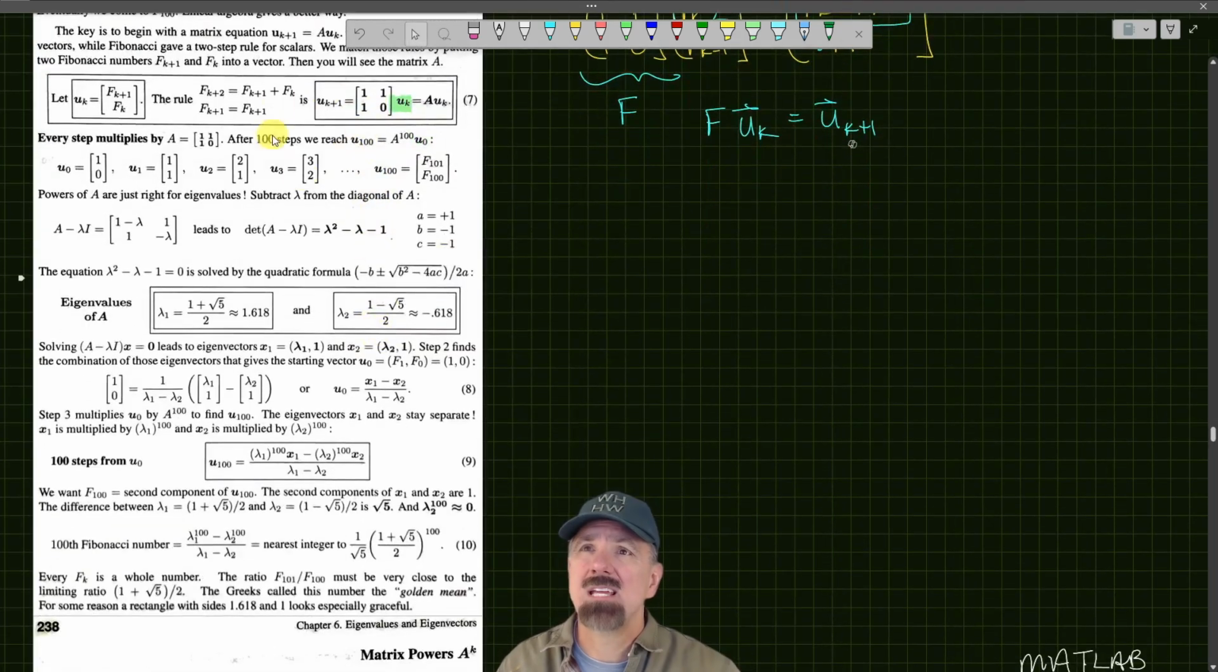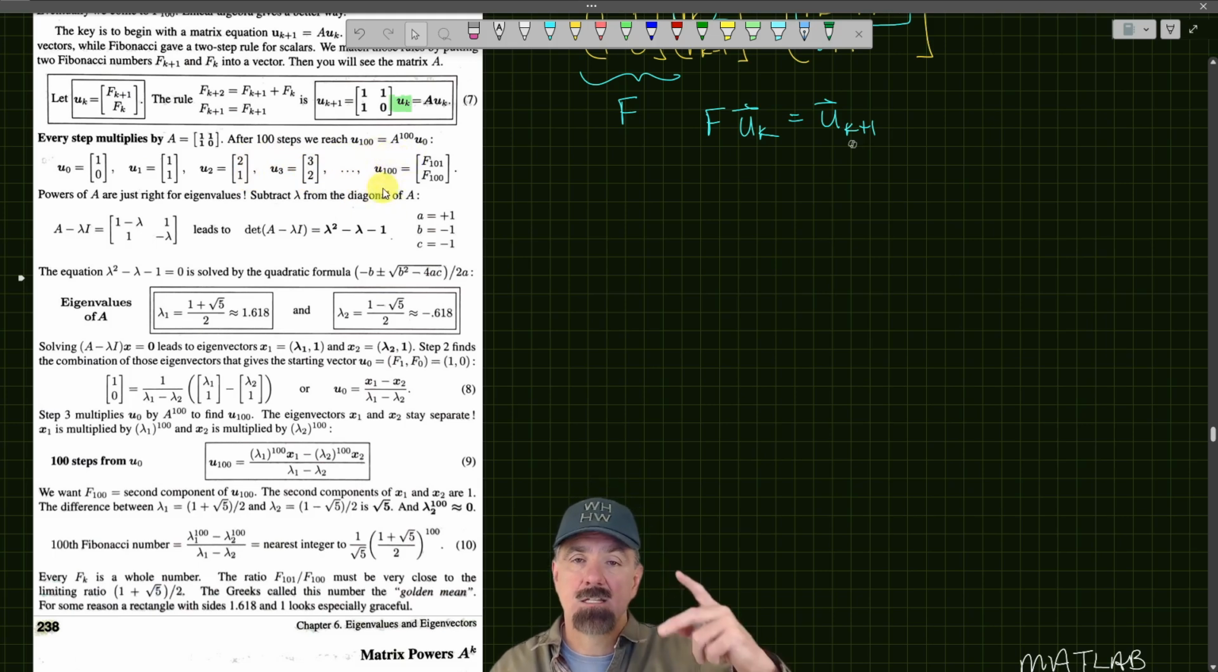And he goes through the example of what happens when we apply it: first we come up with 1, 1, and then we come up with 2, 1, and then we come up with 3, 2. The next one's going to be 5, 3. The next one's going to be 8, 5. It just keeps finding the next number.